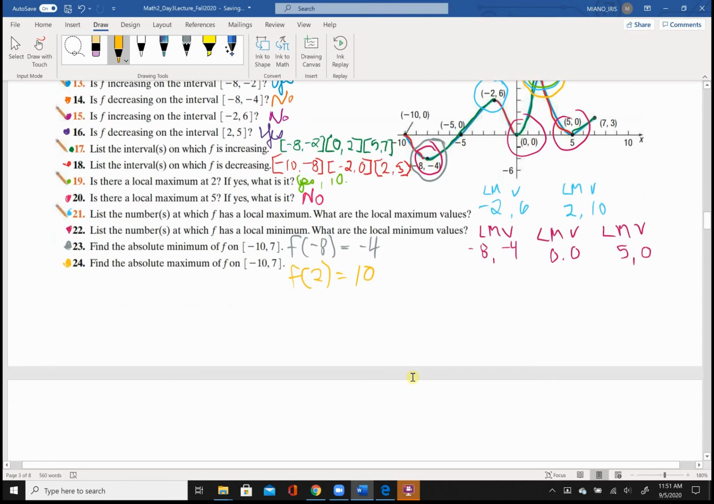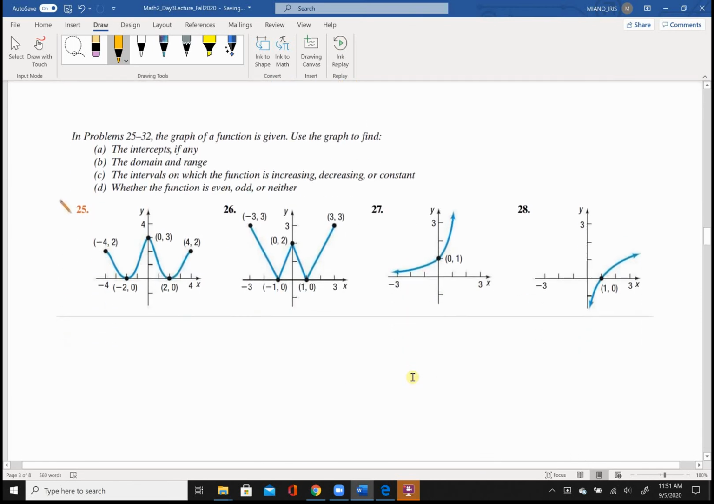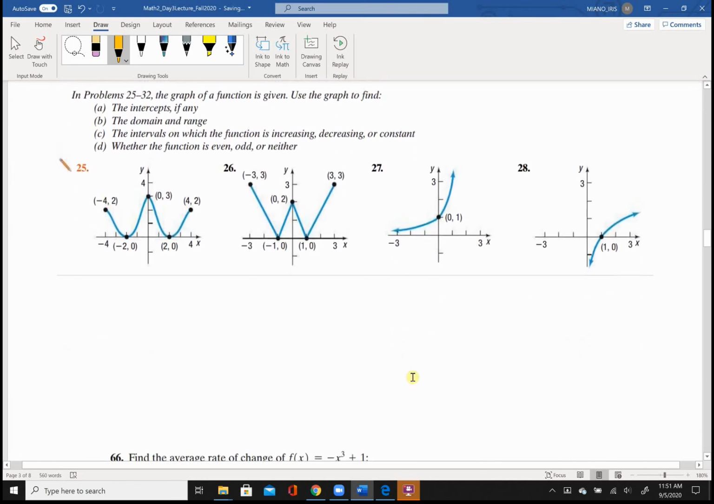Moving on, though. Okay, so let's go ahead and look at these graphs, number 25 through 28, and try and find the intercepts, domain, range, intervals on which it's increasing, decreasing, or constant, and categorize it as either even, odd, or neither. That's an important point that I want to make, that not all functions are either even or odd. Sometimes they're neither. Okay, so let's start with the intercepts, and we're going to do them rapid fire for all 4 of the problems at once, parts A, B, C, and D, that is.